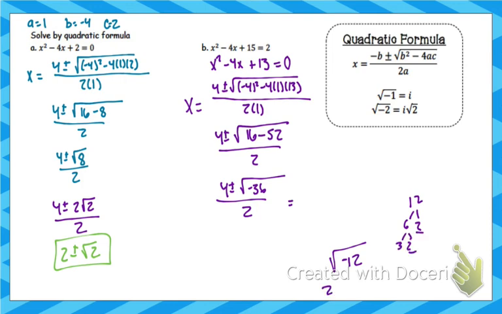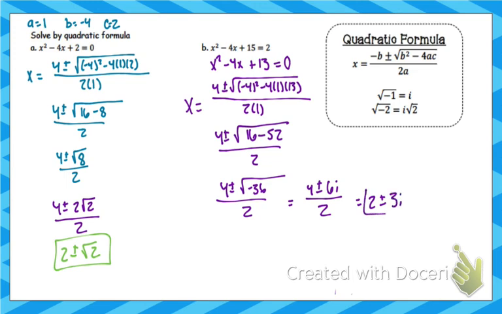The pair would come out, the 3 would be left over. The negative on the inside becomes an i on the outside. And then with 36, we do the same thing, but we actually know the square root of 36. The square root of 36 is just 6. So this becomes 6i. Once you have that, divide both of those numbers by 2, so that becomes 2 plus or minus 3i.